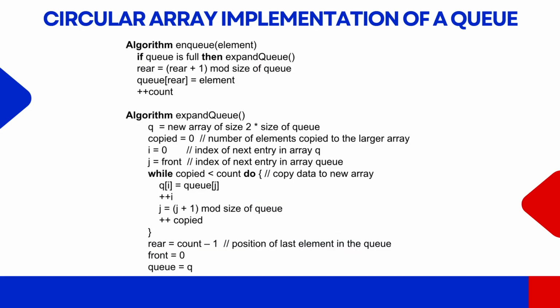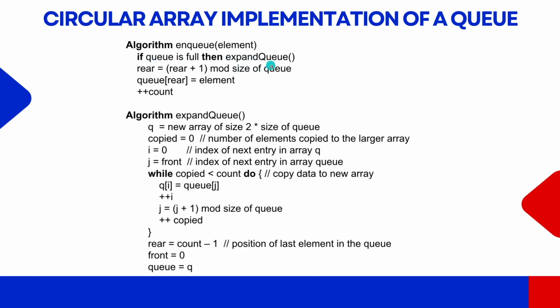Now we have a look at the algorithm for the implementation of a circular queue. There are slight changes from the algorithm we have already seen for the array implementation of a queue. Let us see the algorithm for NQ. For NQ we need to pass the element to be added as an argument. First we check if the queue is full. If the queue is full, then we have to expand the queue. We decide that the queue is full when both front and rear are pointing to the same location or position. That helps us decide that the queue is full, and then we consider expanding the size of the queue.